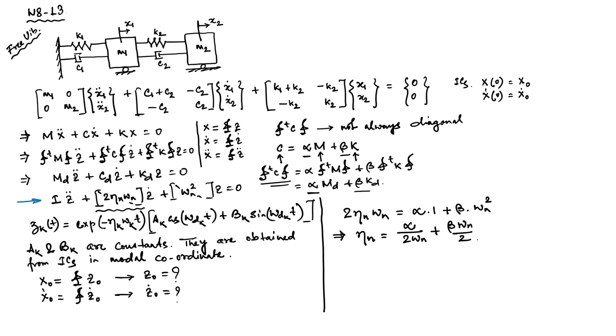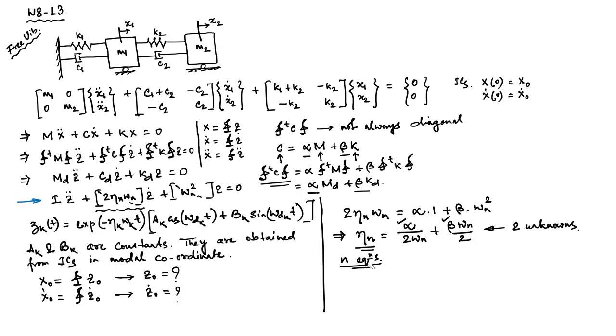This is an important derivation. What you can conclude is that every modal damping is related to alpha and beta through this equation. Now, how many unknowns do we have? We have 2 unknowns, alpha and beta. How many equations can we develop here? N equations. Of course, we can consider n equations and then find out alpha and beta, but normally, because we have two unknowns, we develop 2 equations. Which equations? The first 2 modes are normally mostly active. In this case, we have 2 modes, so we have no choice. But if you have more than 2 degrees of freedom, we consider first mode and second mode.